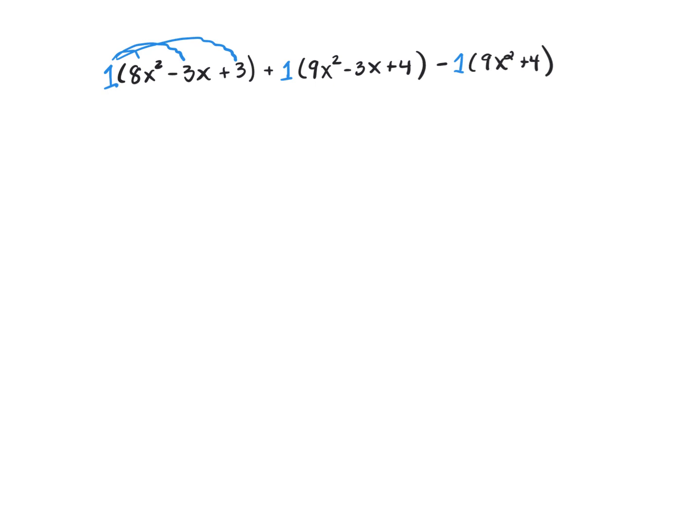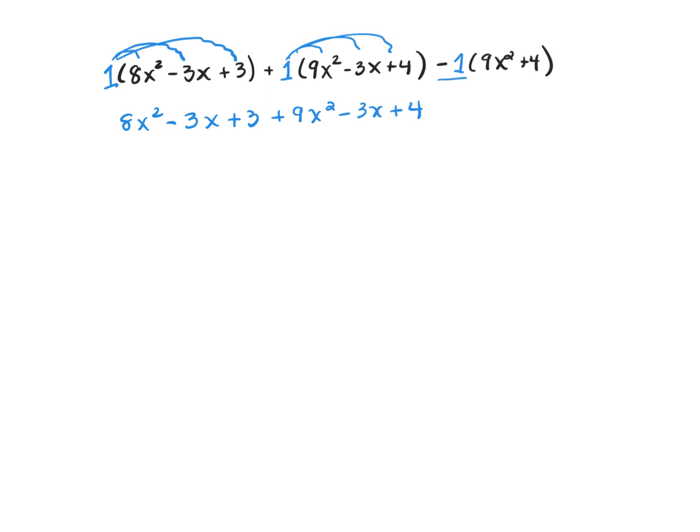We're using the distributive property. Of course, if you multiply by 1, you do not change anything. So it's going to be 8x squared minus 3x plus 3. And then multiply each one of these by positive 1. And that will give me plus 9x squared minus 3x plus 4.